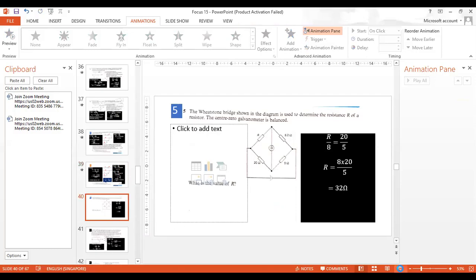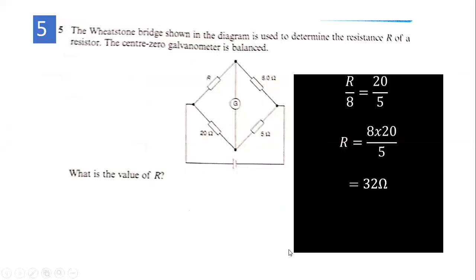Let's try one last one, then we go to a long question. Which bridge shown in the diagram is used to determine the resistance R of a resistor? The center zero galvanometer is balanced. What is the value of R? Right, so it's balanced, R over 8 is 20 over 5. Right, that one you must remember. Take the 8 across there, got that, and use your calculator. Can? Can.